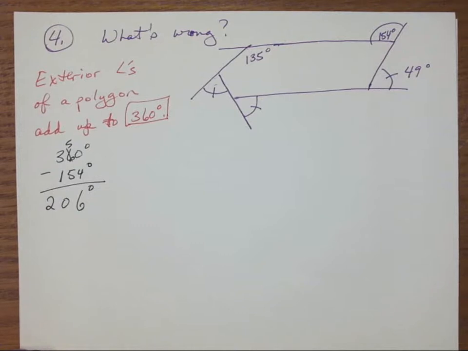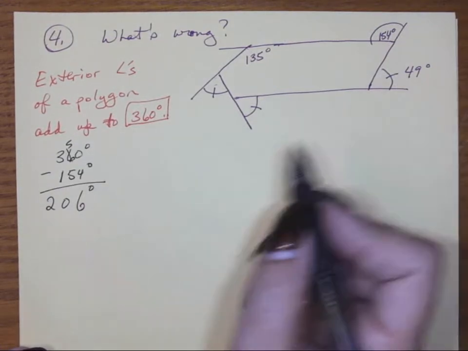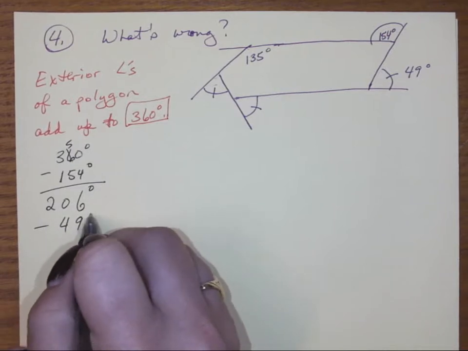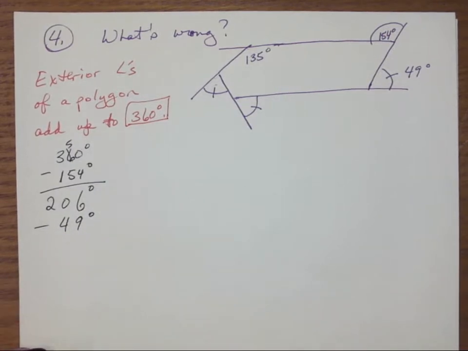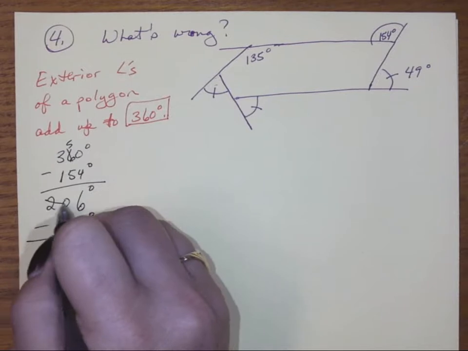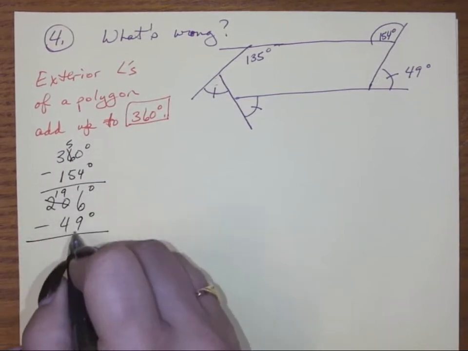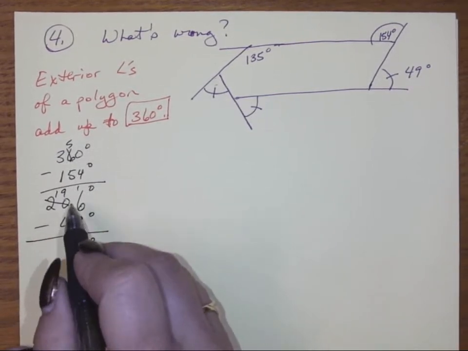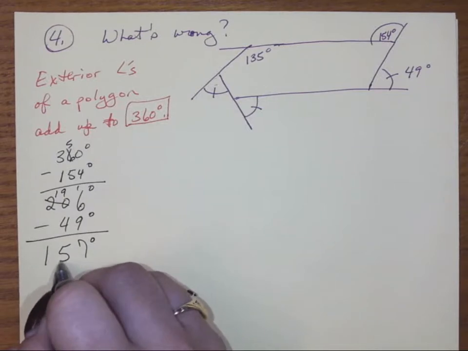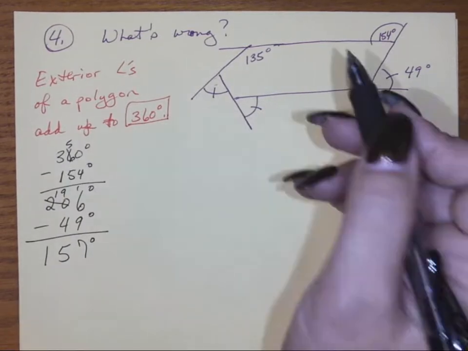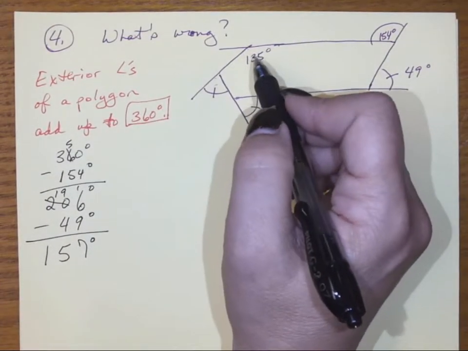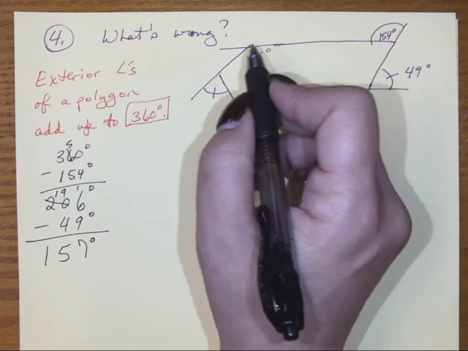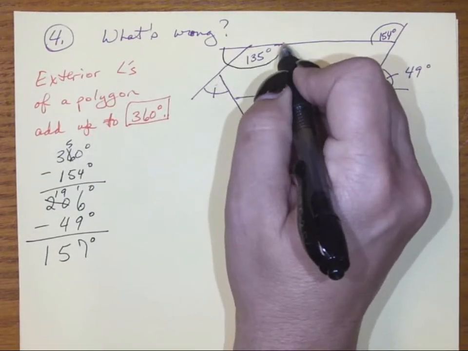206, I believe, is what I have left in there. Okay, I'm going to take out this 49 degree guy. Stinker. All right, so I have to actually do it old school. So I've got 157 degrees. I need to do a tiny bit of arithmetic up here on the left-hand upper corner because I know that this makes a straight line pair.